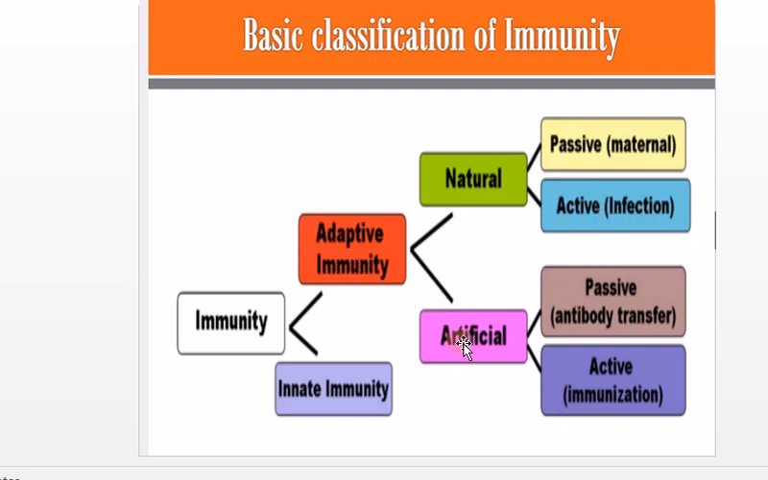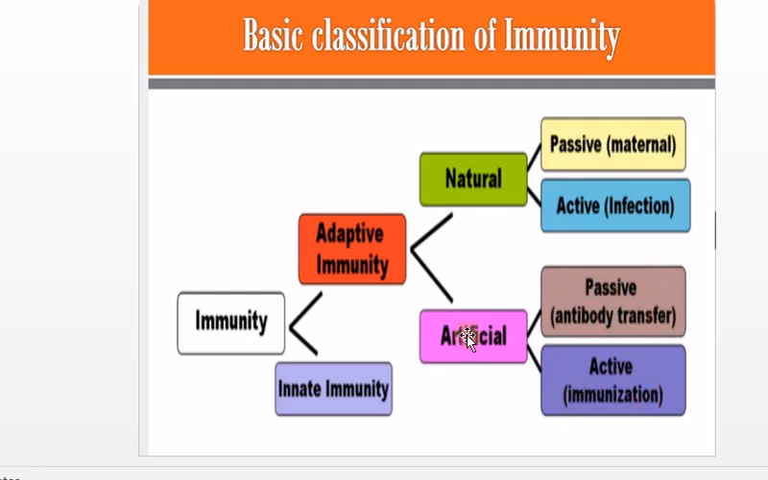Now adaptive immunity, on the other side, is artificial. Artificial is if our body is not able to fight against the disease, then we go to hospital and get antibiotics and medicines, and that is called artificial passive immunity. We are totally dependent on the medicines because our body is not able to do anything.